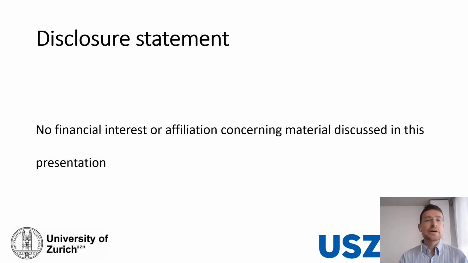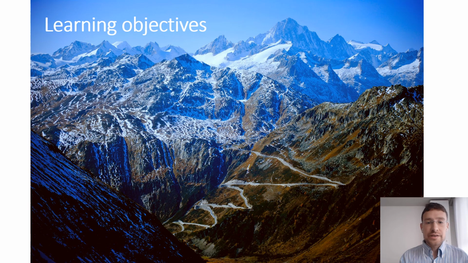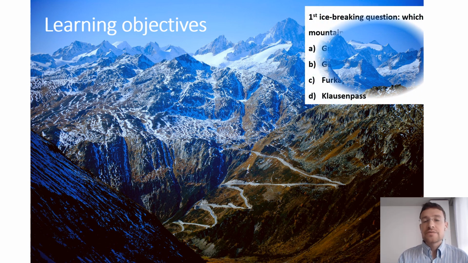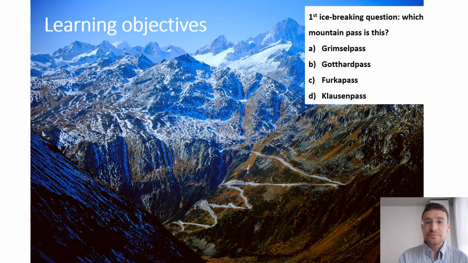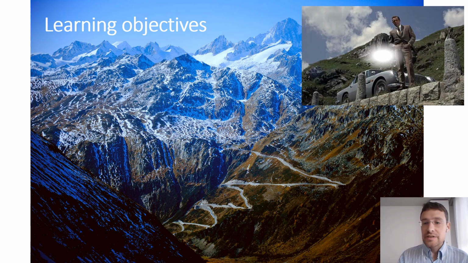Before starting, I have no disclosure statement, and let's go. I will show you this beautiful picture of a bucolic Swiss landscape, and we will start with the first interactive question. If you recognize that, I give you a few seconds to answer. And of course, the answer is Full Capacity. If you have seen the beautiful James Bond movie, you will recognize this.